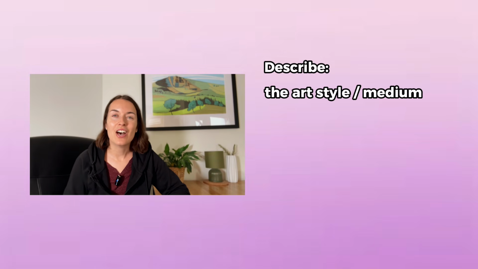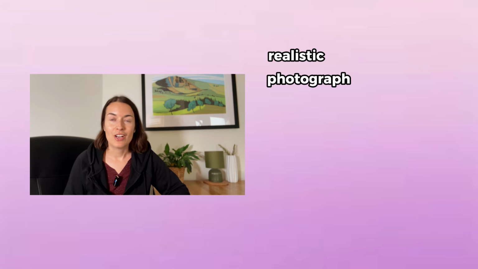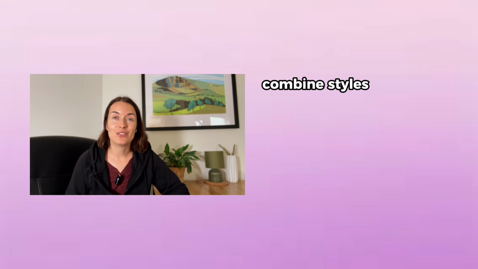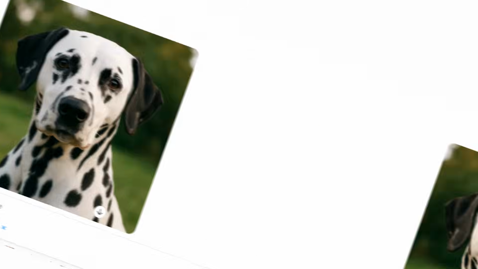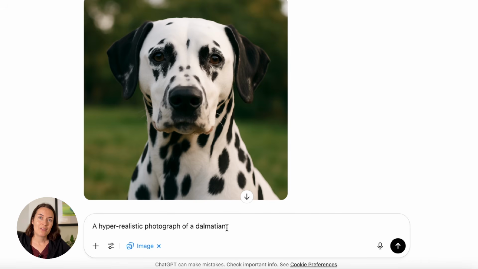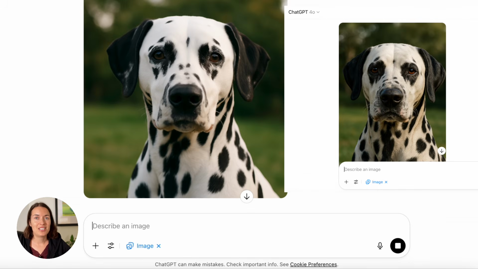The next element is style. So that is the art style or medium of your image. So for example, you may want it to be realistic. You may be looking for a photograph, a cartoon, or an oil painting. You can also combine different styles together and see what it comes up with. For example, here's a basic prompt, a photograph of a Dalmatian. And here's a prompt where I specify the style, a hyper-realistic photograph of a Dalmatian. The result is quite different.